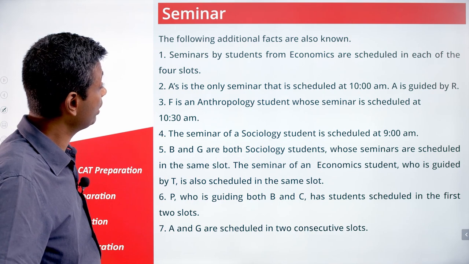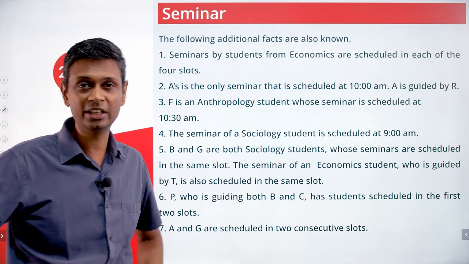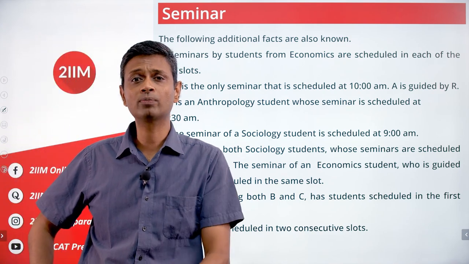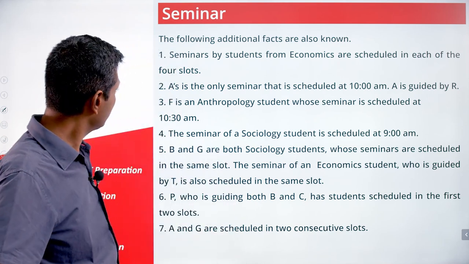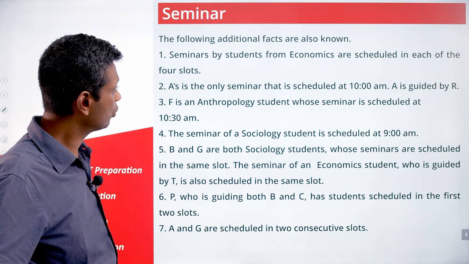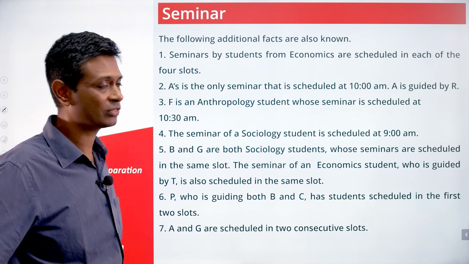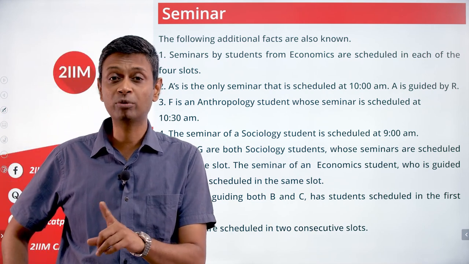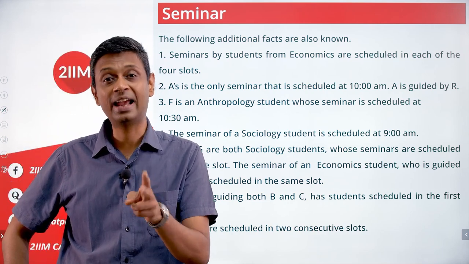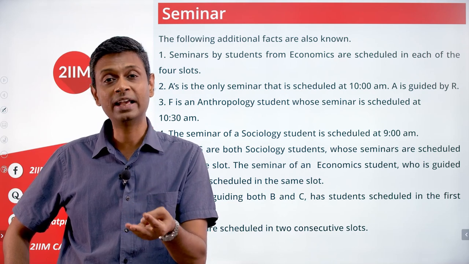Seminars by students from economics are scheduled in each of the 4 slots. Lovely. So economics 1, 2, 3, 4, all 4 are going to be there in each of those slots. A is the only seminar that's scheduled for 10 a.m. A is guided by R. So at 10 a.m. there's 1 seminar, that is A. A is an economics student and A is guided by R.